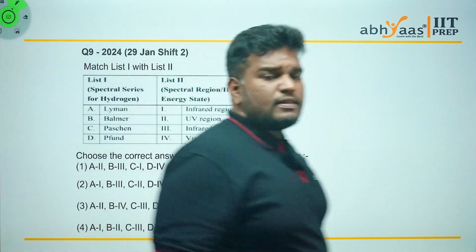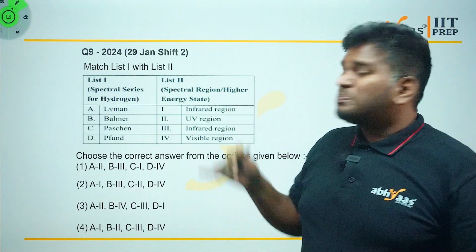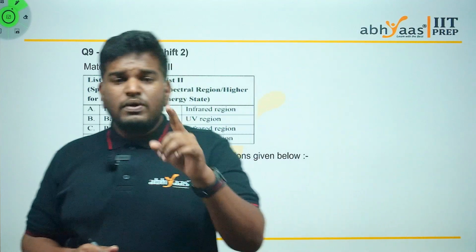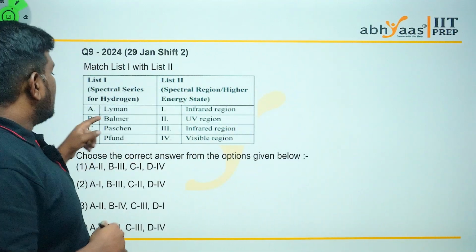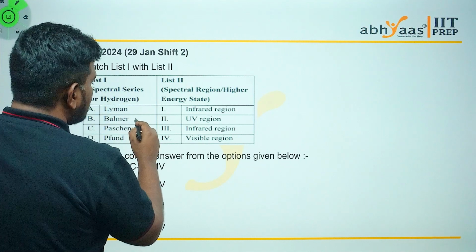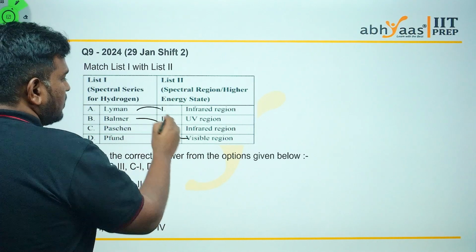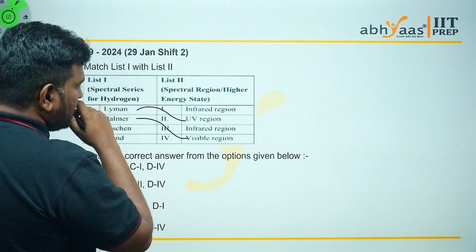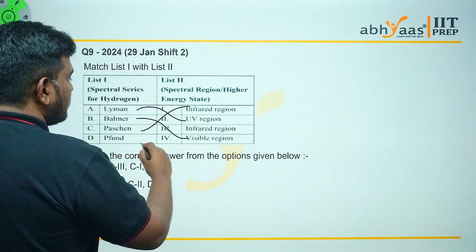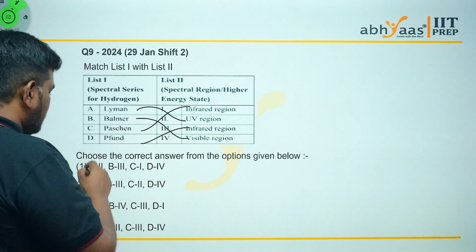Here it's a matrix based question, and we have to find the region of different spectral series. The simplest way to solve this problem is that, first, the Balmer series is in the visible region, right? And we also know that Lyman, the next one, is in the UV region. The others can be easily matched: Paschen to infrared and Pfund to infrared. So which will be the answer? B to the fourth one, B4.